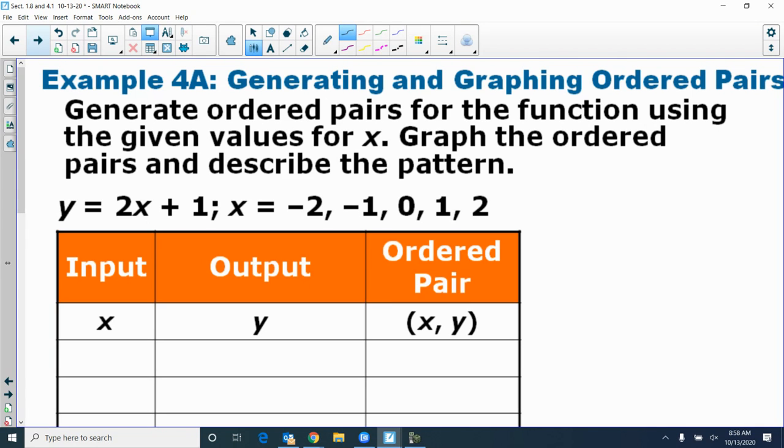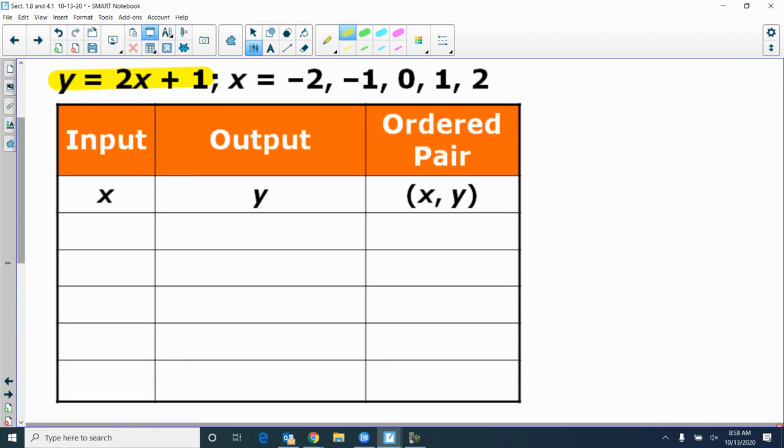Now, in this case here, this is the rule or the equation. Y equals 2x plus 1. Now, they're telling you which ones to put in for the input. Okay? And it says graph the ordered pairs and describe the pattern. So we're going to plug in and put underneath the x in the x column, -2, -1, 0, 1, and 2. And basically we're going to plug them into the rule and figure out what y is.